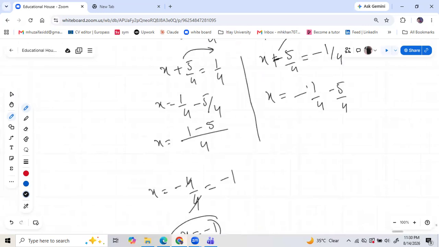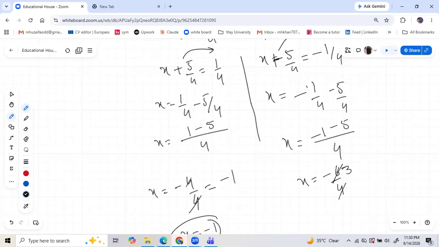So look at it here. Here we are also taking the LCM. This is 4, this is minus 1, this is minus 5. So x is equal to what? Minus 6 over 4. So this is 2, 3 and 4. So our x is equal to minus 3 by 2.